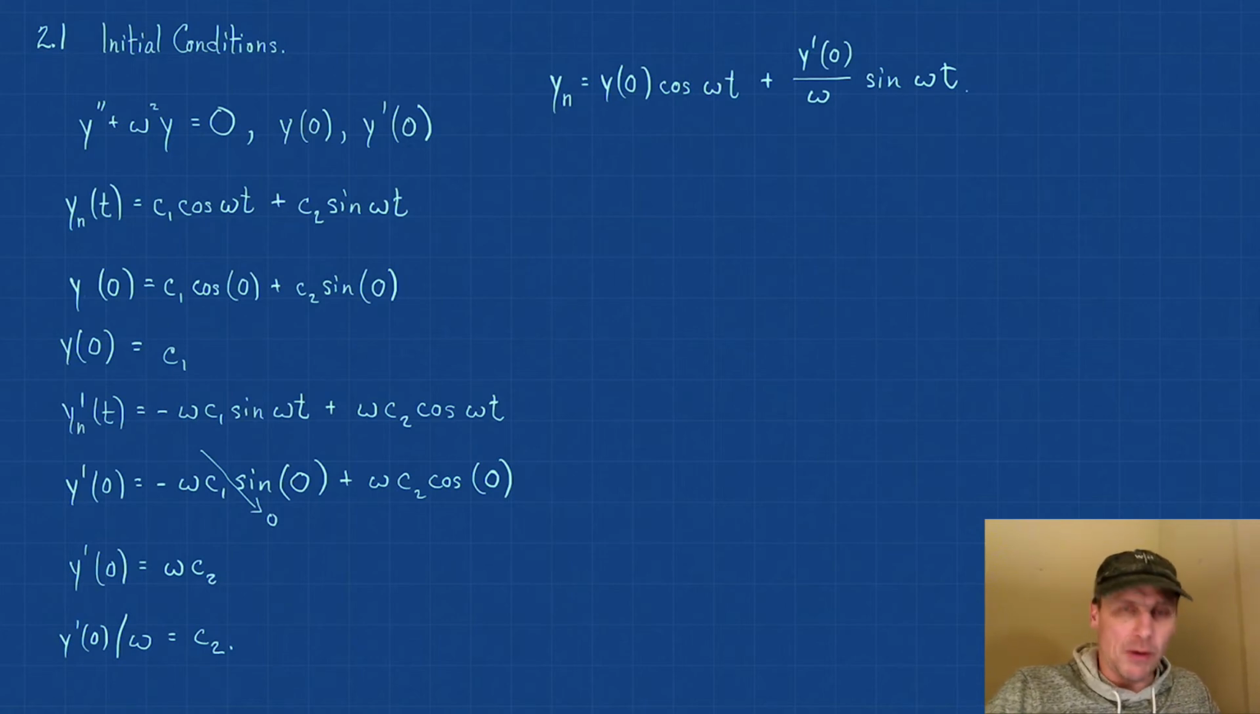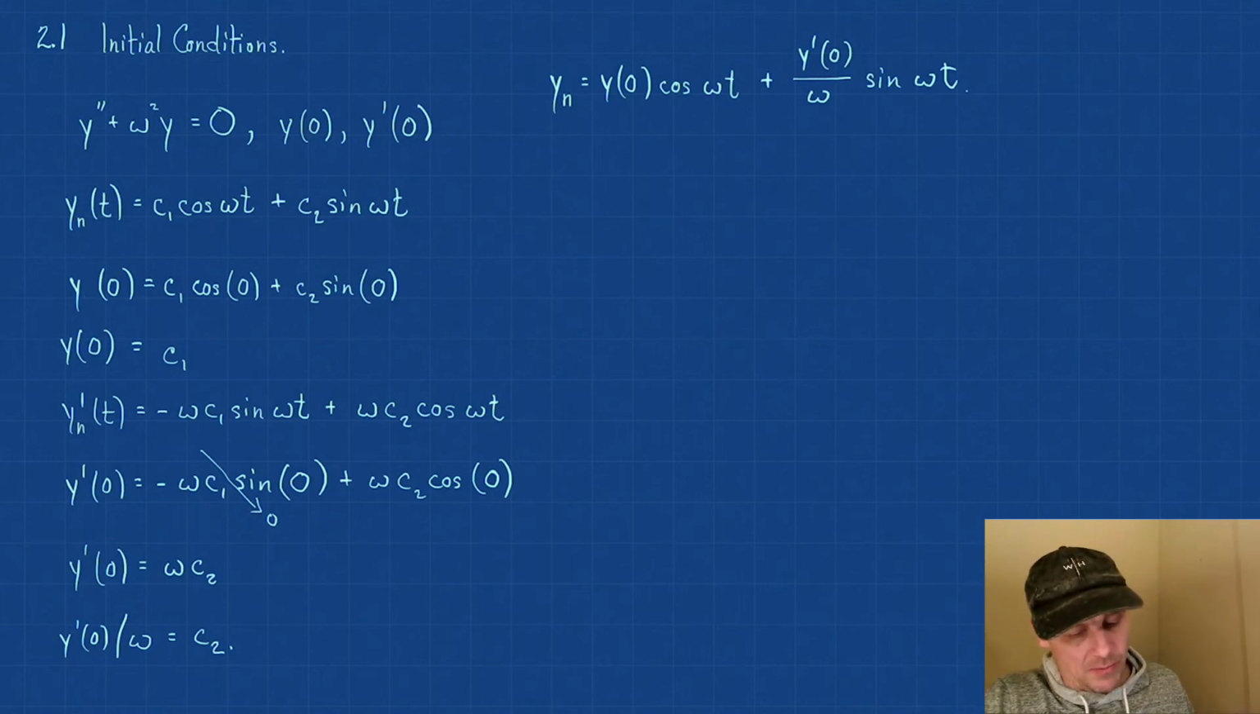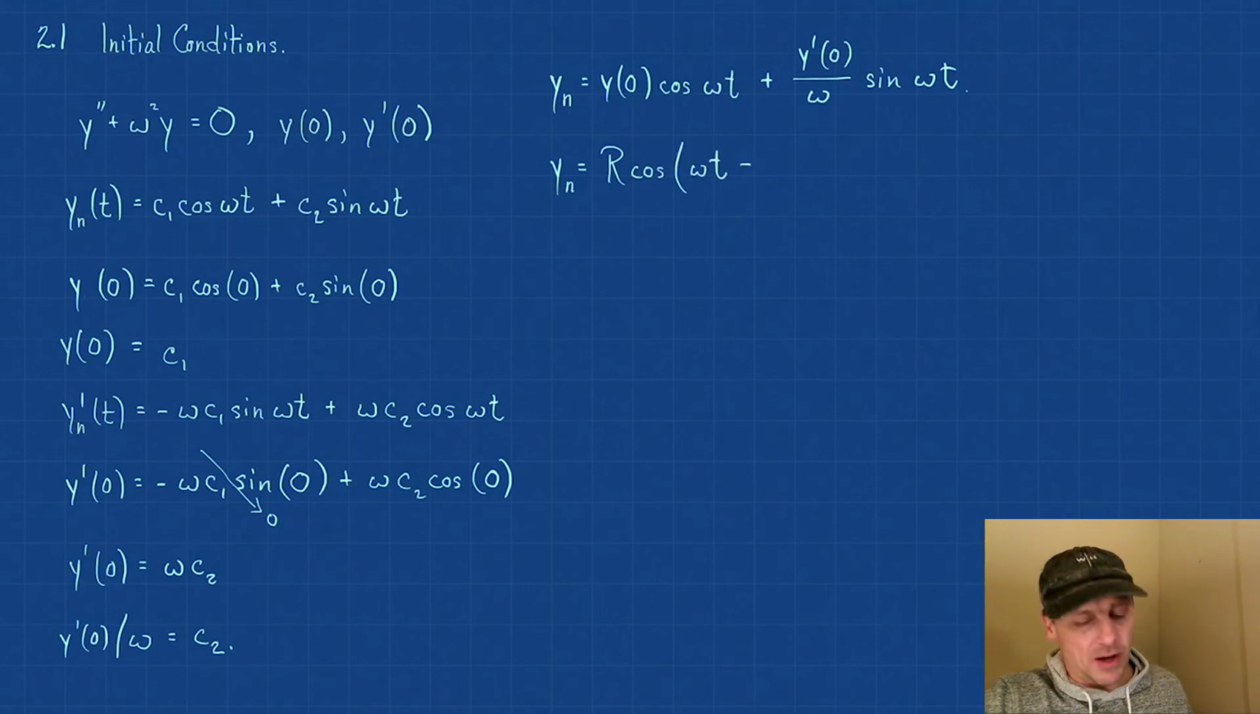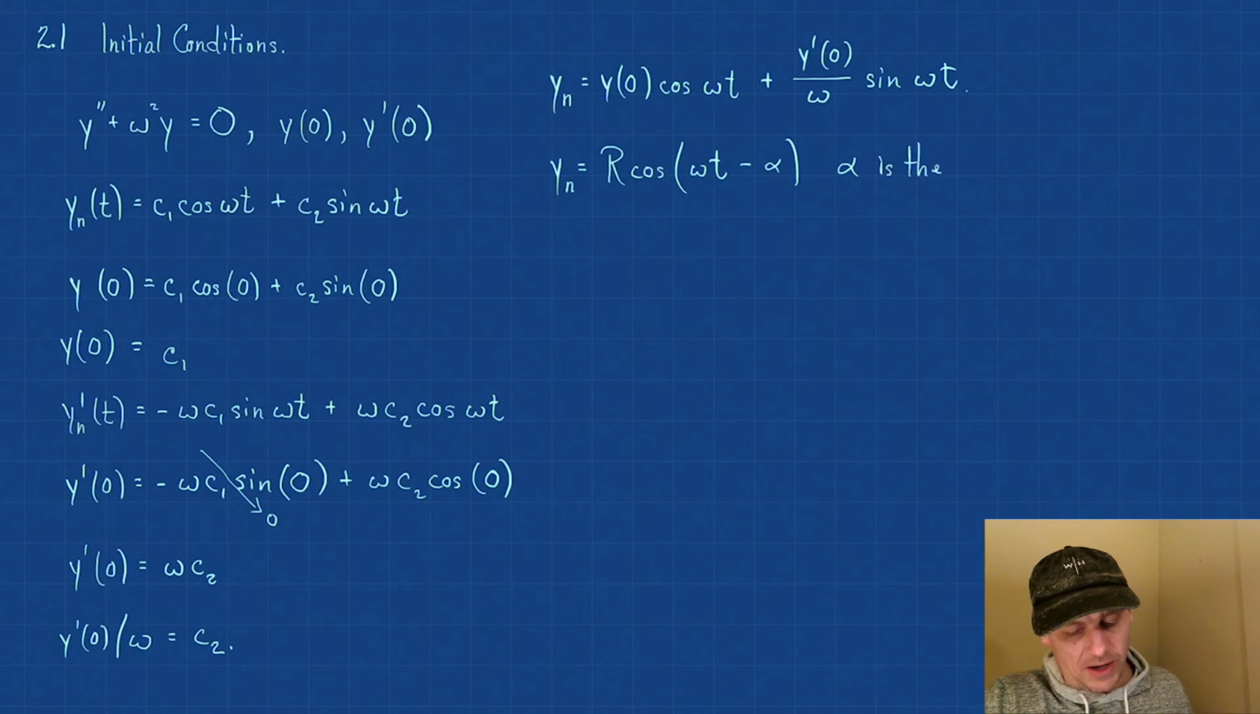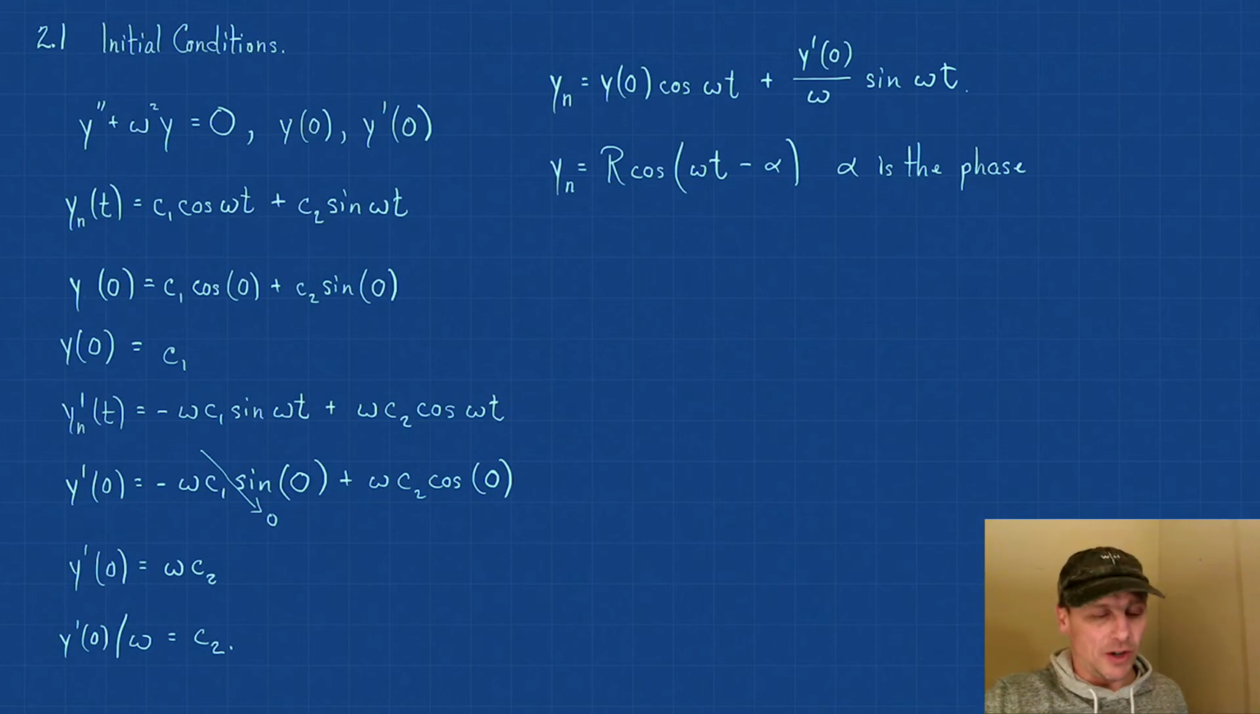But remember, what we've been doing is, if we have a sum of sines and cosines, we can write this in some form, y null as r cosine of omega t minus some other angle, and we call this the phase lag. So alpha is the phase lag. It's the difference between the cosine and sine going in and then the cosine and sine coming back out. So how do we write this?